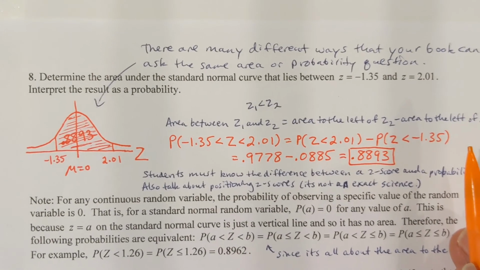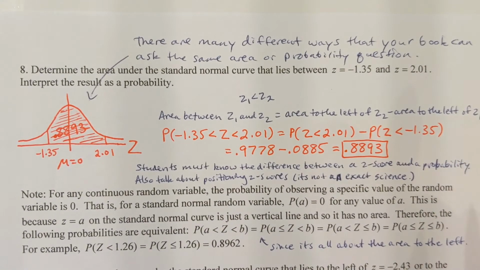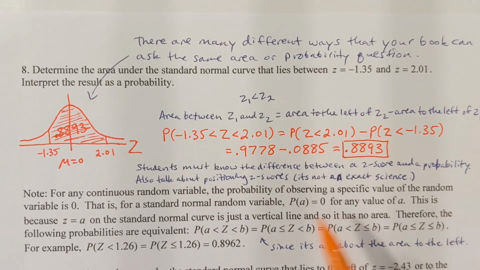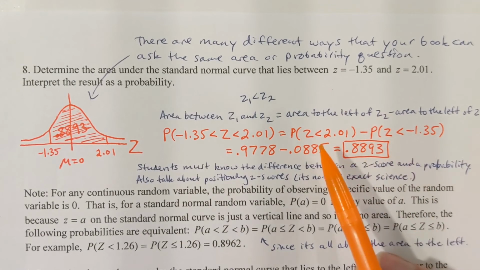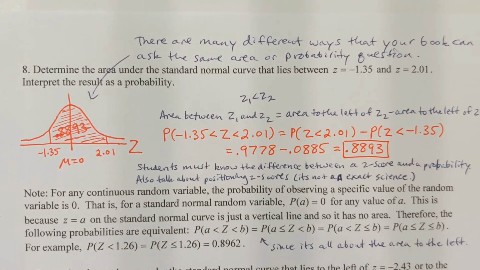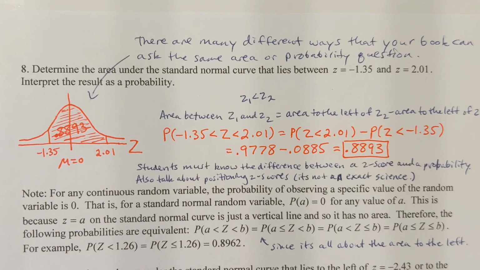One way that they can ask you the question here is they can give it as a worded question, like what I'm doing here, in these problems. They'll say, determine the area under the standard normal curve that lies between negative 1.35 and 2.01. We've done that.